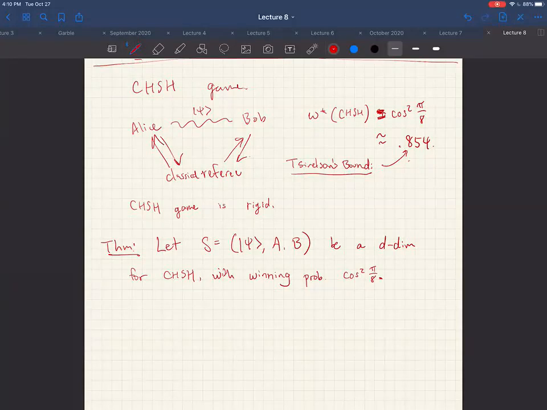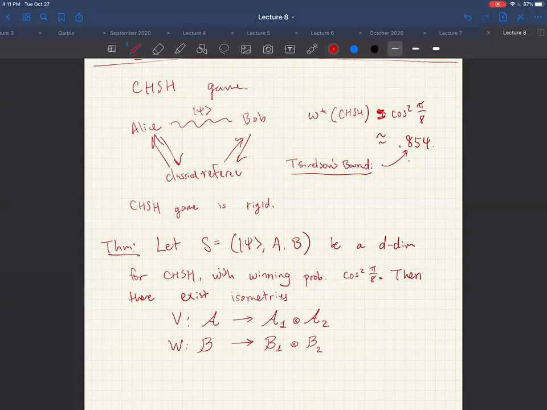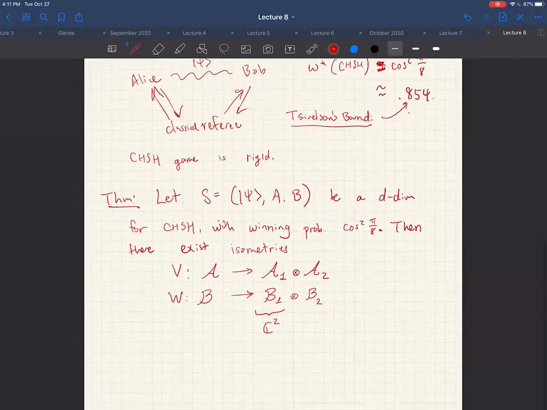So that actually places very strict constraints on what this strategy can look like. So the conclusion is that there exist these local changes of bases. Formally speaking, there are these isometries. There's going to be an isometry for Alice that maps her part of the state, which we call A, to some new spaces that I'll call A1 and A2. And there's an isometry for Bob that maps to B1 tensor B2. Both of these, A1 and B1, are two-dimensional spaces. And under this basis change, you see that this strategy S looks exactly like the textbook strategy that we know and love.